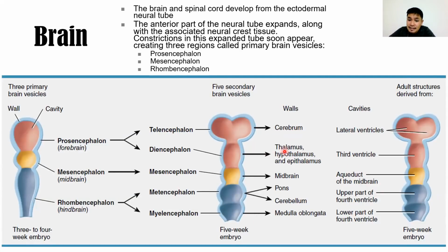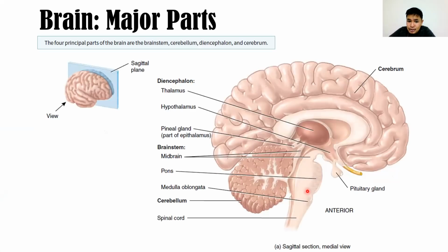Okay, cerebrum, diencephalon, tatlo, brainstem, pons, and cerebellum, magkalapit lang din sila. Pons, cerebellum. Okay? Cerebrum is different from cerebellum. Okay? Again, cerebrum, cortex, diencephalon, thalamus, hypothalamus, epithalamus, where your pineal gland is located. Brainstem, parang stem ng brain, no? Brainstem. Midbrain, pons, medulla. Cerebellum.